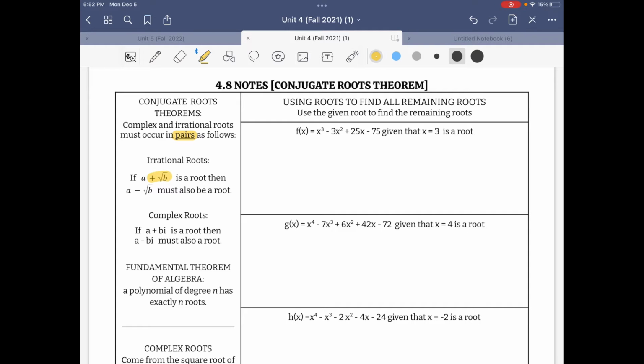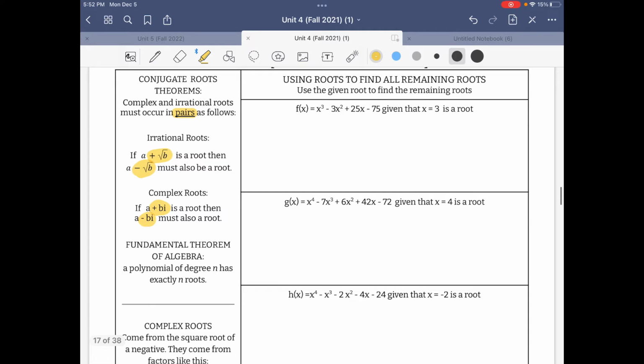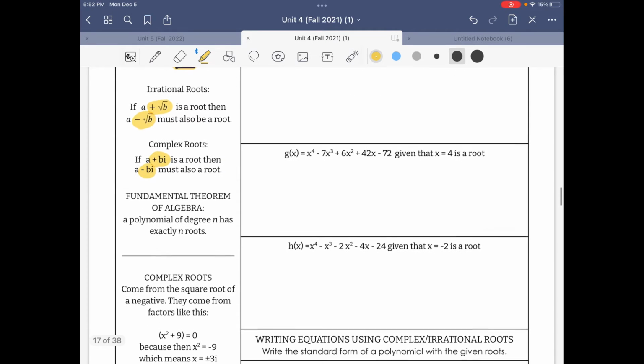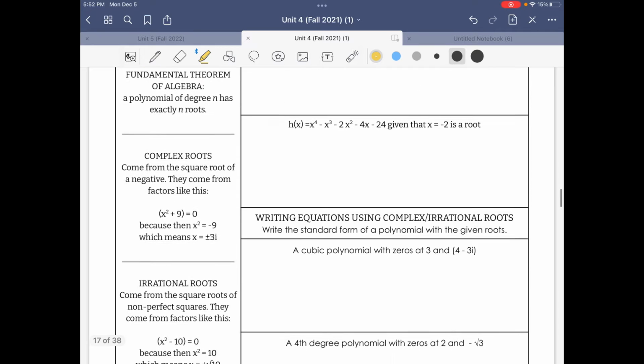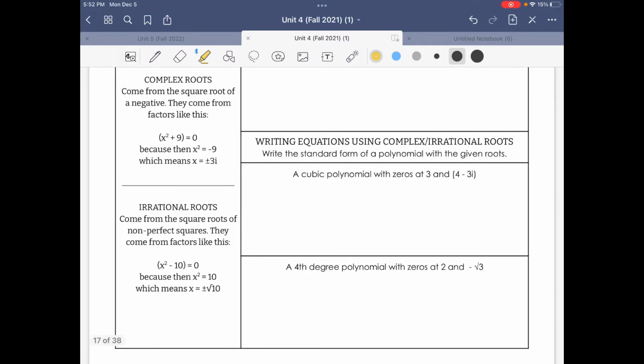So essentially the rule is that if you have one that has a square root, the negative square root has to also be there. Same thing with an i. If you have an i, negative i, or that many i's, has to also be there. This means that they can only come in groups of two. Here's an example of why down here.